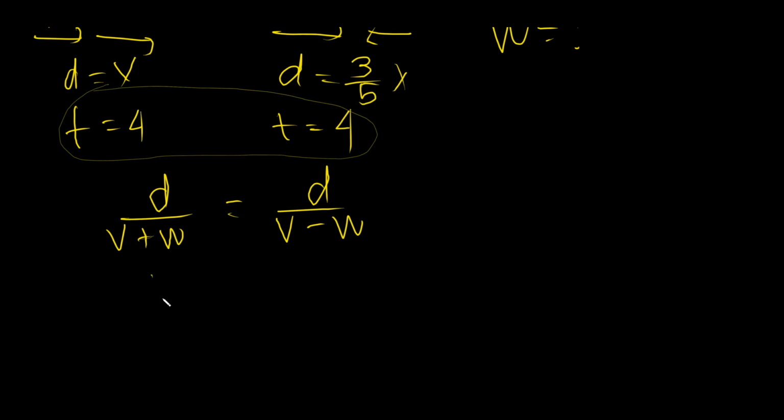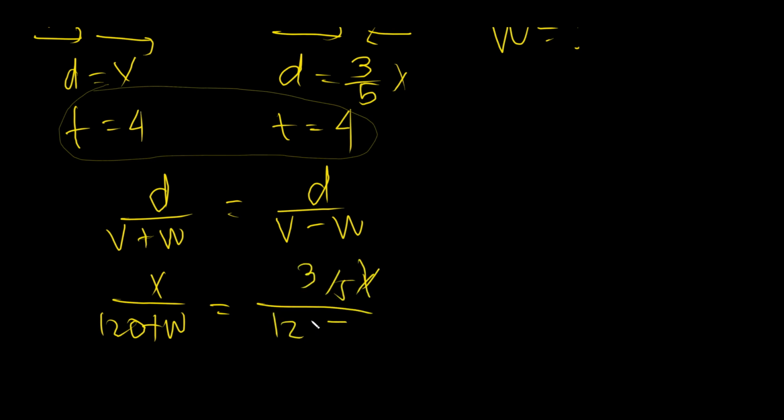So substitute, we have x over 120 plus w is equal to 3/5 x over 120 minus w. So the x cancels. Solving for w, we get 30 miles per hour.